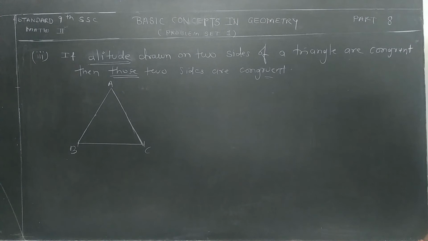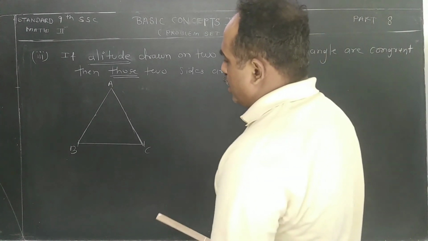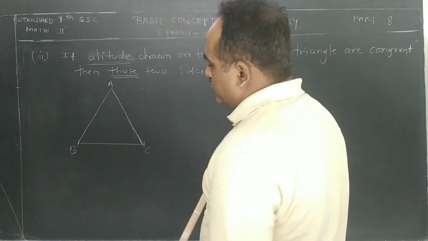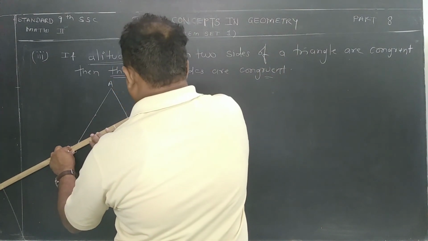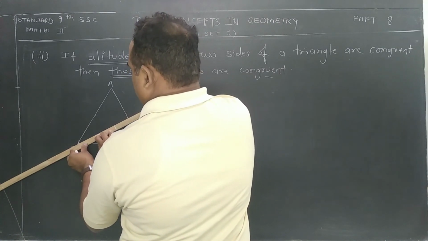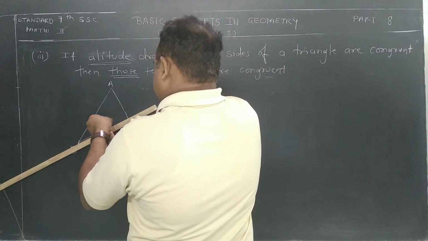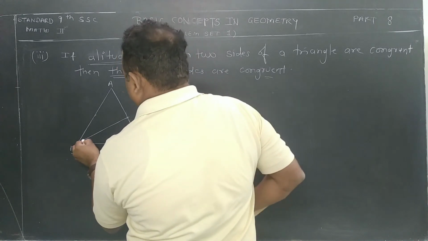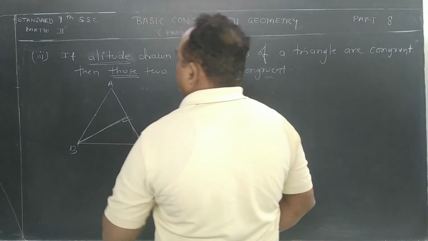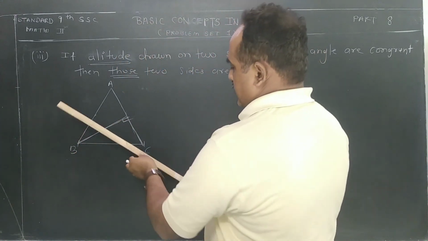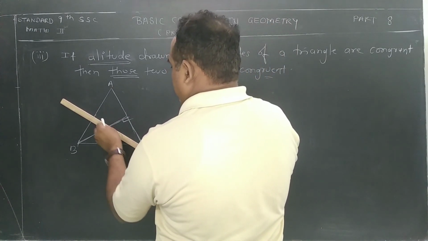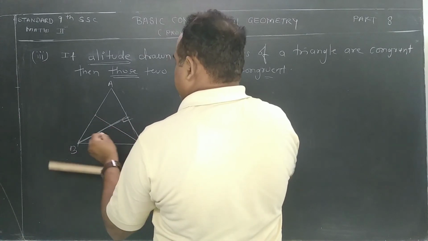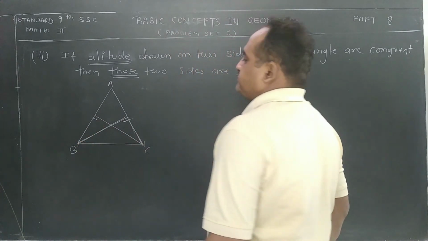It is a perpendicular. Then altitude. Altitude means what? Perpendicular. The perpendicular should be drawn from the opposite vertex. Means that the perpendicular is drawn from B to AC. So it will look like this. B to AC. And you are going to give the sign of what? Perpendicular. That is the altitude. Here also we are going to draw from C to AB. So this is the altitude.